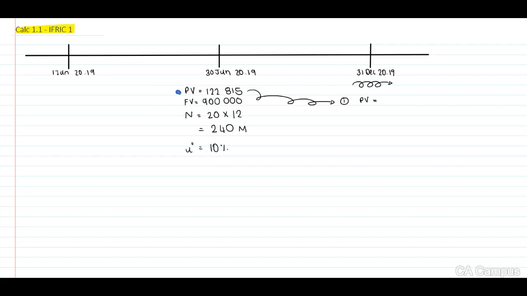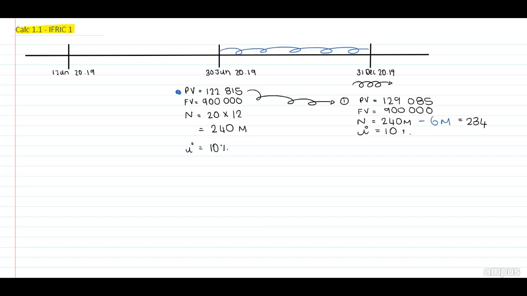Okay, how do we do this? We know that our future value is still 900,000. Our original period was the 240 months, but since then 6 months has passed from 1 July 2019 to 31 December, therefore minus 6 months. And this will now be 234. Our rate will still be the 10%. Therefore, our present value will be 129,085.